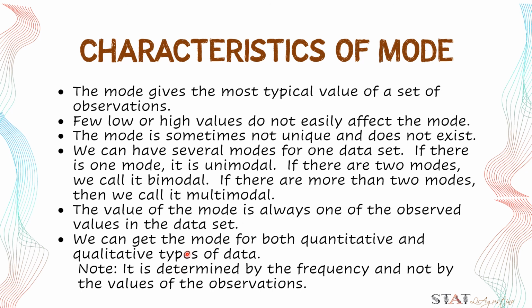So we can get the mode for both quantitative and qualitative types of data, just like in our example, the author. So it is a qualitative type, so what is the mode? It is Paul. If I would transform it to quantitative and recode them to numbers, then the mode is 5. So we can use the mode for quantitative and qualitative types of data. Note that it is determined by the frequency and not by the values of the observations.